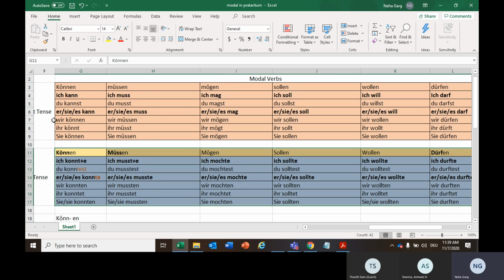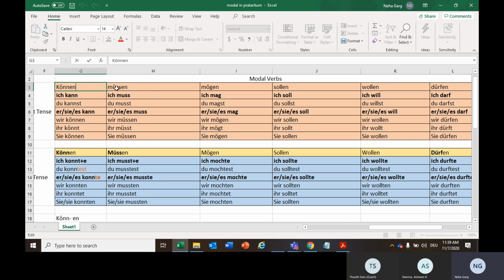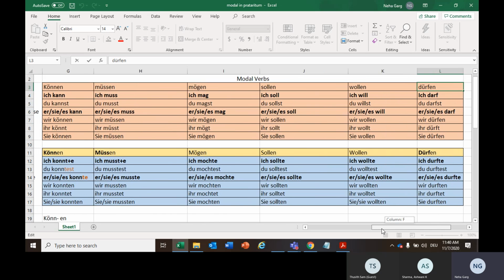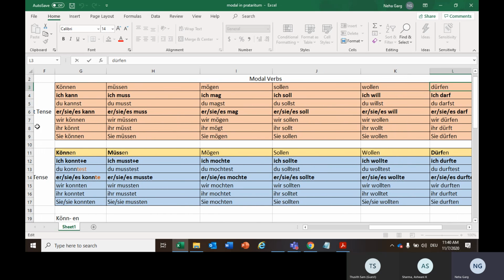So let's have a quick overview of present tense first. Können, that means can, your ability to do something. Müssen, that means you have to do something which is mandatory. Then mögen, like, something which you like. Sollen, something which you should do. Wollen, something which you want to do. And then dürfen, something which you are allowed to do, or when you allow somebody to do something. So dürfen.